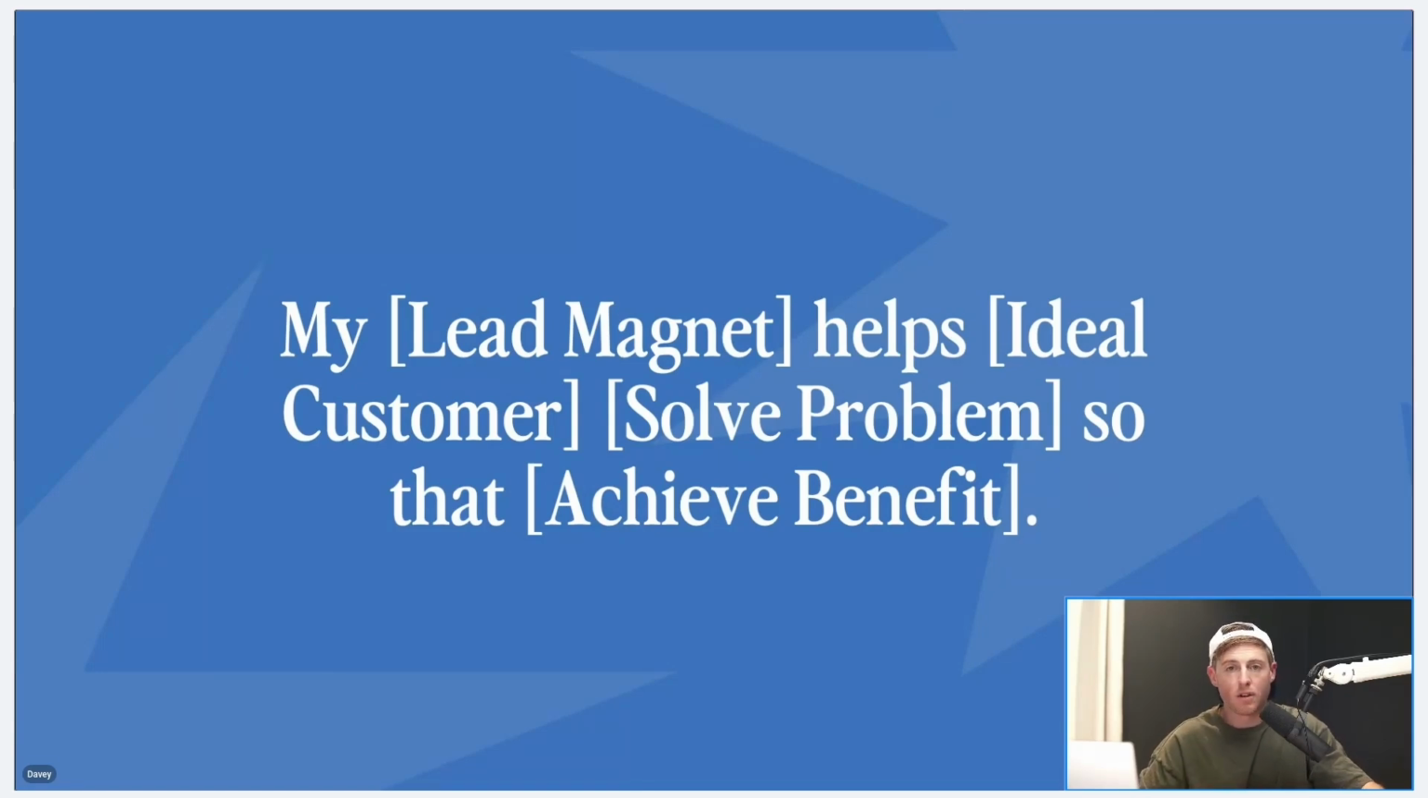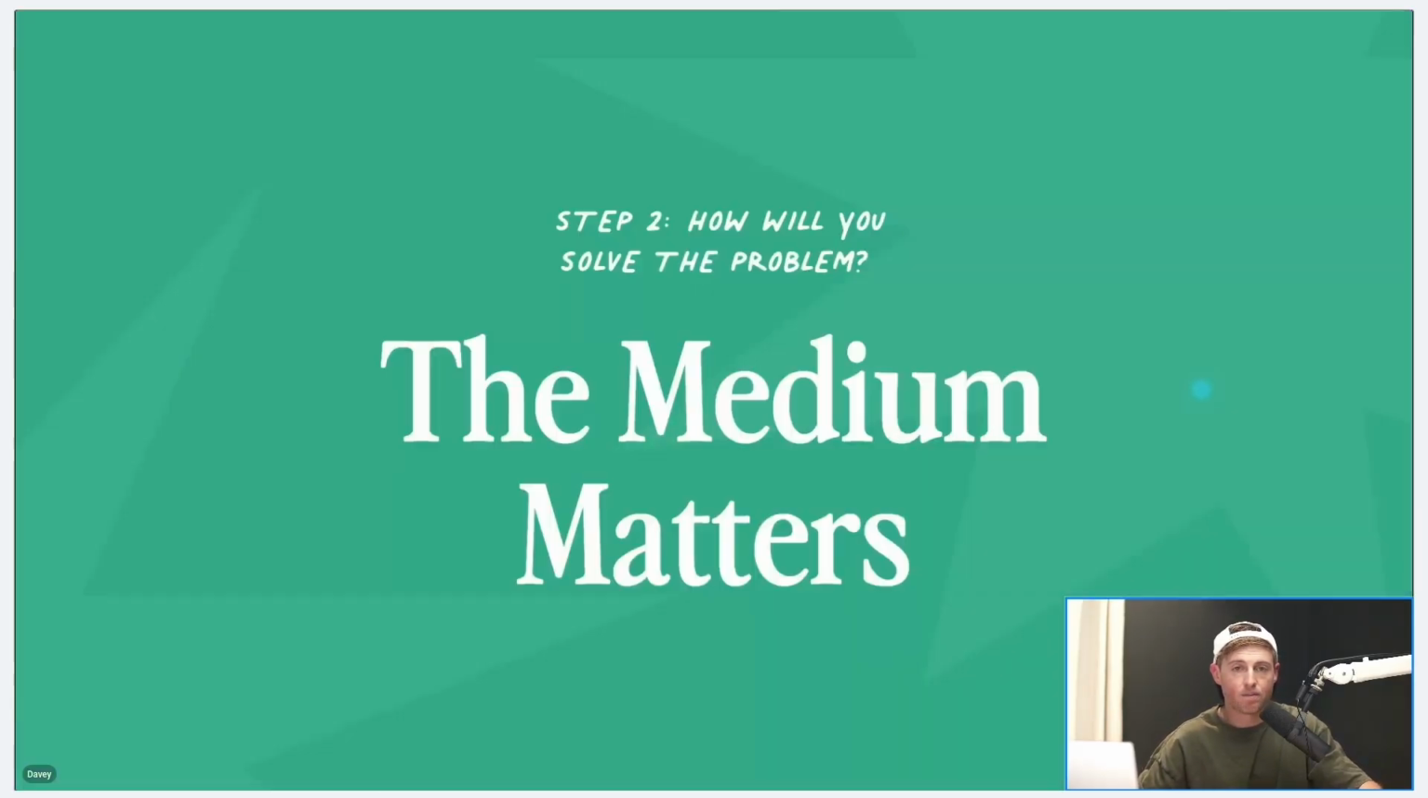So step 1, simply deciding what kind of lead magnet you might want to create. We're not building anything yet, and that's important to remember. At this stage, the focus is just on clarity and direction. We're not producing anything. Step 2, the medium matters. This is something I've changed my mind on in the past few years. But how we package our lead magnet matters a lot.